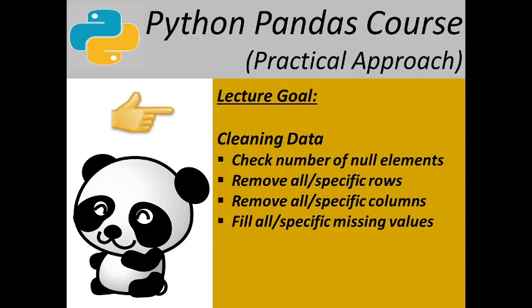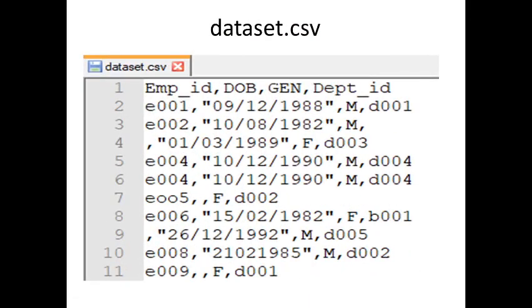In today's lecture, I am going to show you how to clean data. In last lecture, we have seen the types of improper data or poor quality data. Today, we will deal with missing values in data. So, here we are taking data from CSV file named dataset.csv. We have 4 columns and associated values.